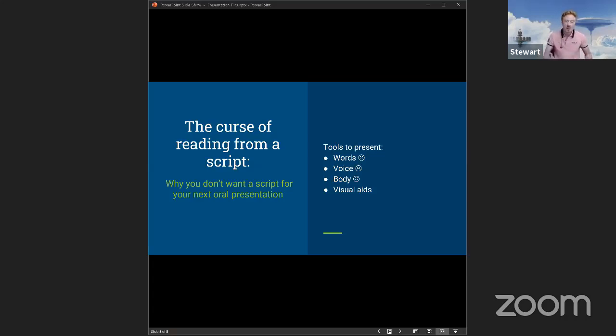And so you're losing these tools that you could be using to communicate the ideas that you want to pass on to your audience, those ideas that you want them to understand and remember. So if you're not using your voice and your body in a way to help that, they may not remember or understand what you're trying to present to them.